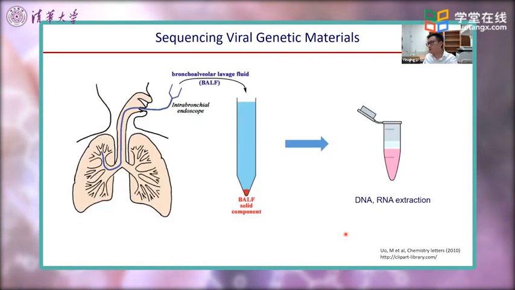And to sequence the viral genomes, we need to collect the virus, and we can get the virus from the BALF, the liquid that flushes the lower tract of the respiratory tract. We will first confirm that there's a virus by using the cytopathic effect assay. And once we confirm that there's virus, we can then do the genetic material extraction.